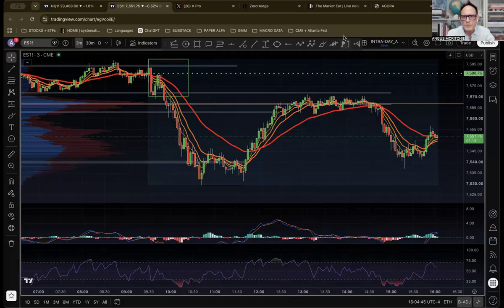Okay, so first of all, always you need to know the context. What we have here is the ES S&P futures. This is a 3-minute chart. You can see the opening range from 9:30 was a little bit on the heavy side. Now, that's to be expected because we know that overnight, what's the context?